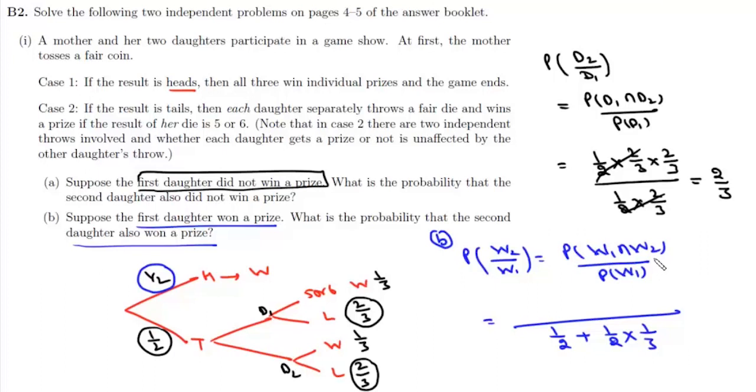And the case when both of them win could be the first case, 1 by 2, or the second case when they get tails and both of them win a prize, so it will be 1 by 3 into 1 by 3. Now this 1 by 2 will cancel, so we'll get 1 plus 1 by 9, which is 10 by 9, divided by 1 plus 1 by 3, which is 4 by 3. Now this simplifies to 5 by 6. So the probability that the second daughter also won a prize, provided the first daughter wins it, is 5 by 6.